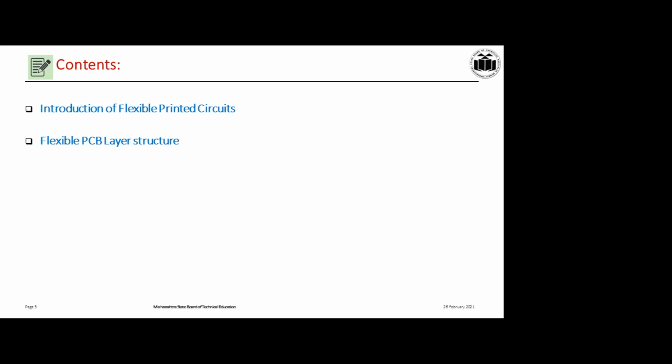Now here in this unit we will focus on the second unit, recent electronic components. Now here are the contents. First, we will see the introduction of flexible printed circuit. Second, flexible PCB layer structure.